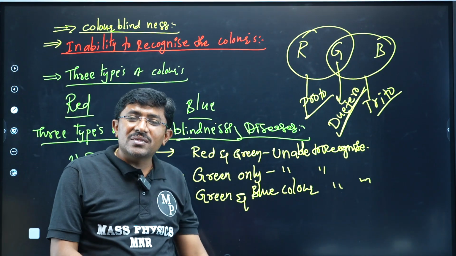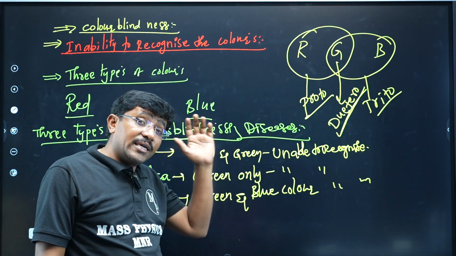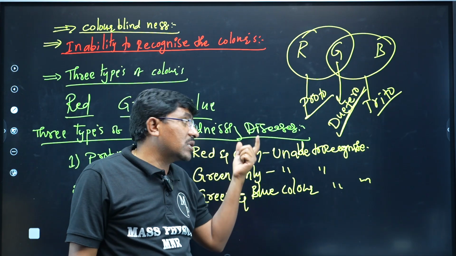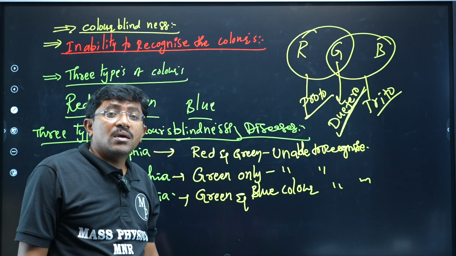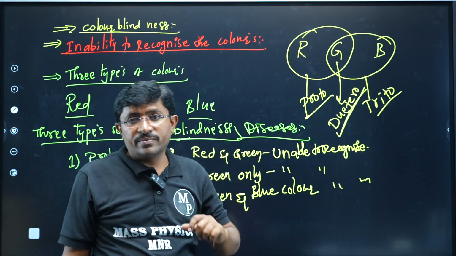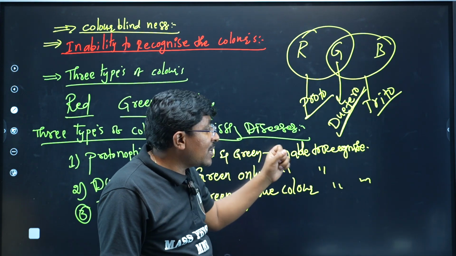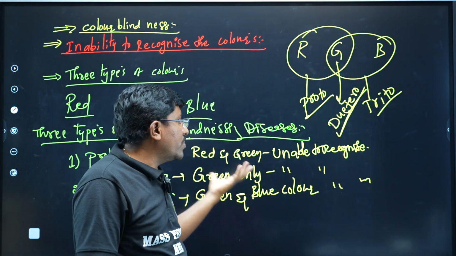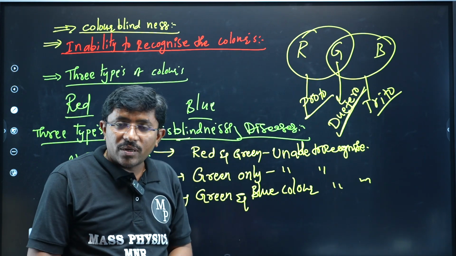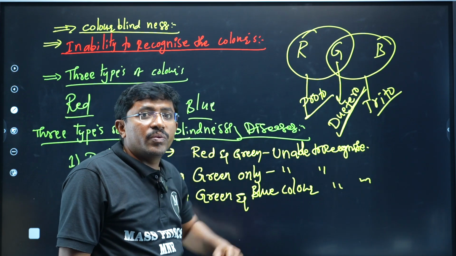Means here especially based on the cones. Three types of cones are there, three types of color-recognizing cones. By the defect of that cone function, that person suffers from this. These color-recognizing genes are present on the X chromosome. Understood? So by a mutation on the X chromosome, especially on these genes, that person is not able to recognize these three colors, red, green, and blue.